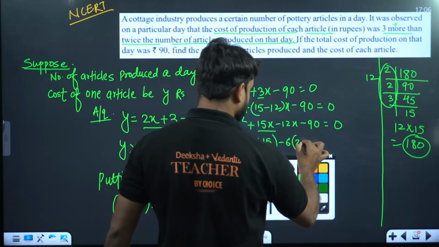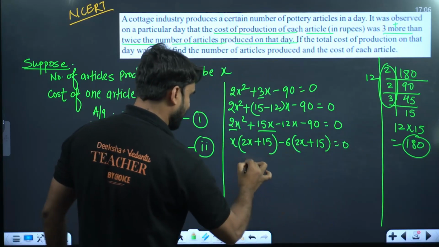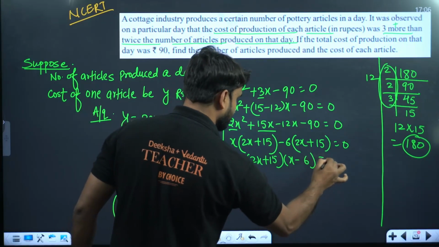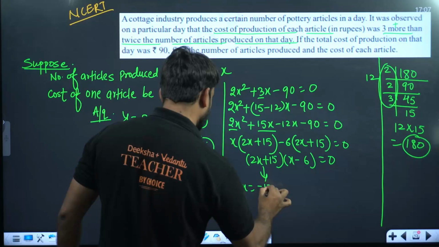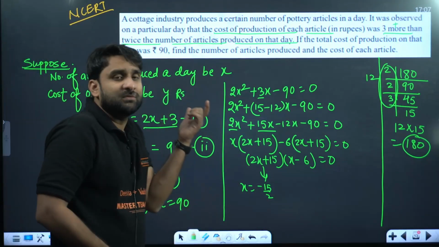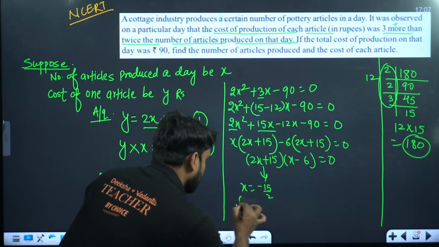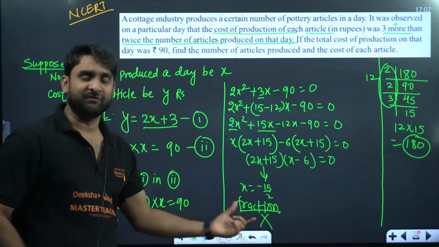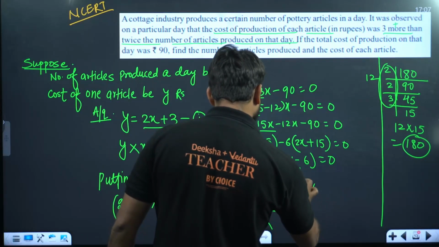Okay, so this is 2x plus 15 equals 0. So we have two brackets, 2x plus 15, and the other bracket is x minus 6 equals 0. So x is equal to minus 15 by 2. And x is the number of articles produced. The number of articles cannot be a fraction. We need a whole number. So x equals 6. This is the number of articles.